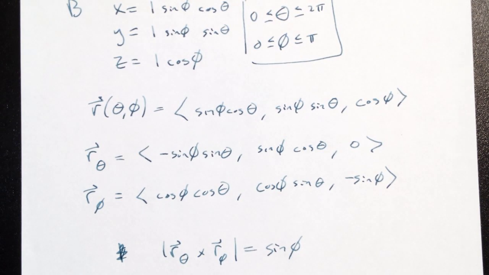Wait a minute, that looks familiar. What's the radius of this ball? 1. What's dV for spherical coordinates? When you do a triple integral in spherical, what do you put at the end before the d rho d phi d theta? Almost. I put rho squared sine phi. The rho is equal to 1 in this case.